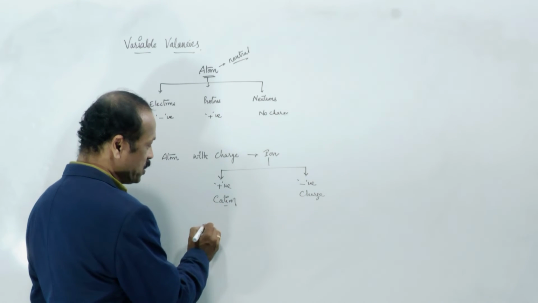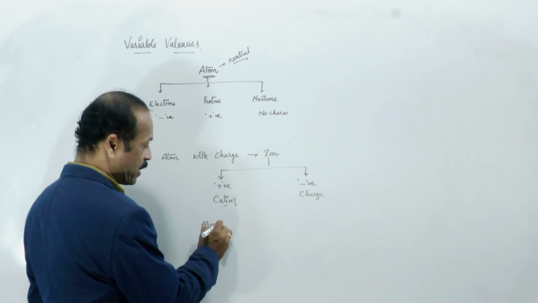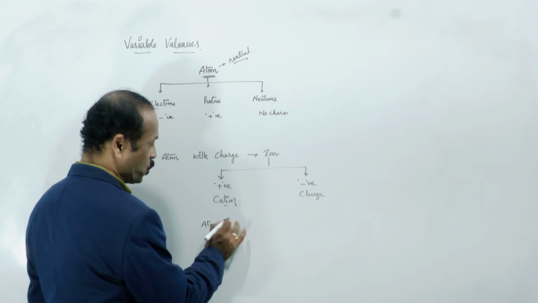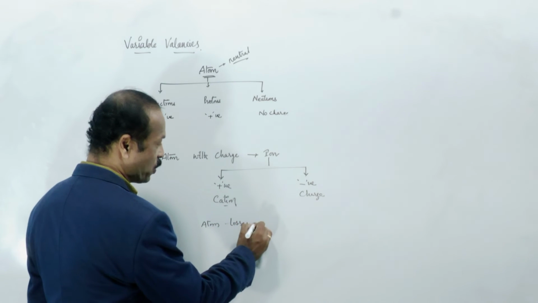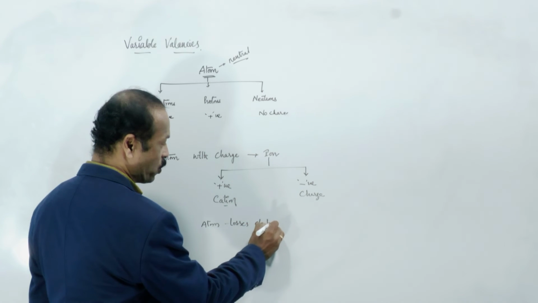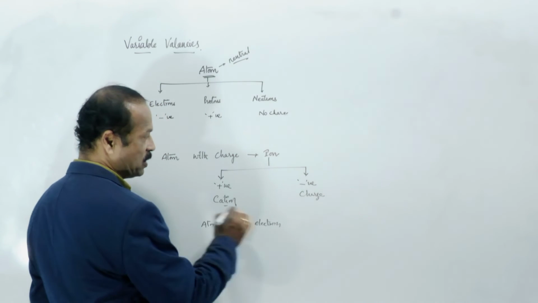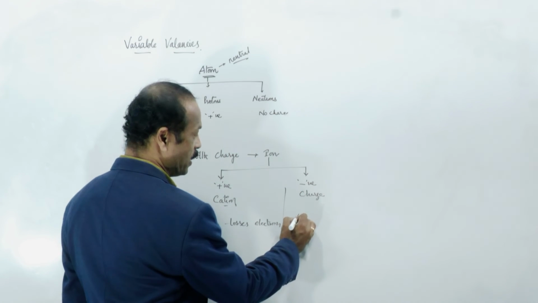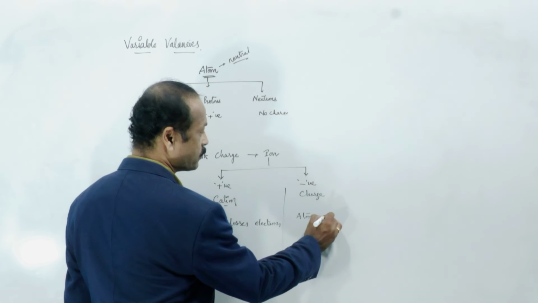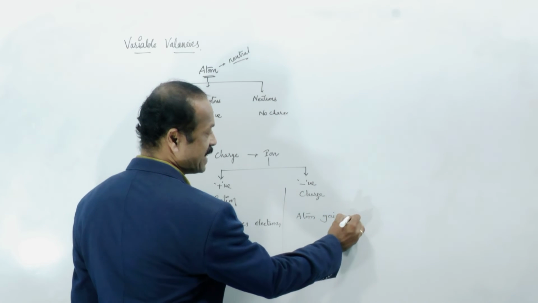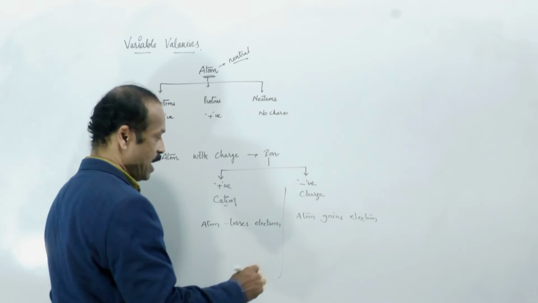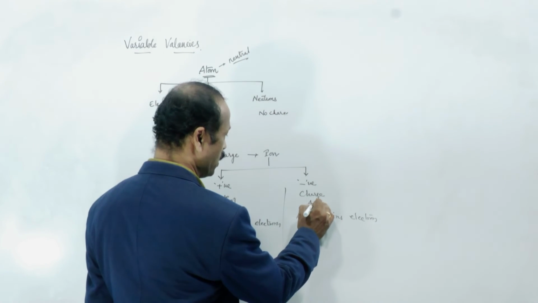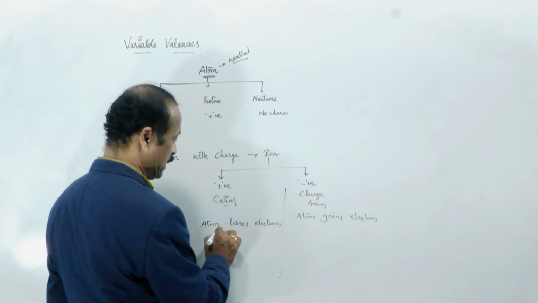So, how this cation is formed? When atom loses electrons, then cation is formed. Okay. Here, when atom gains, means takes electron, then it becomes an anion. What it is called? Anion. Is this clear to you?